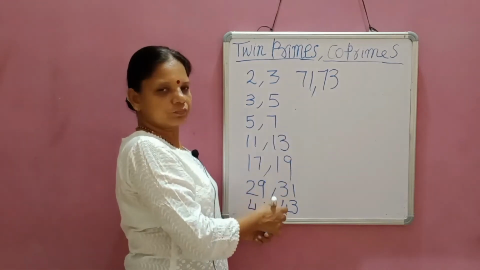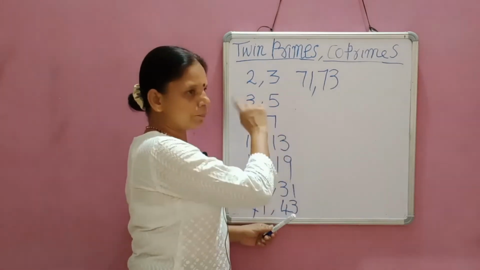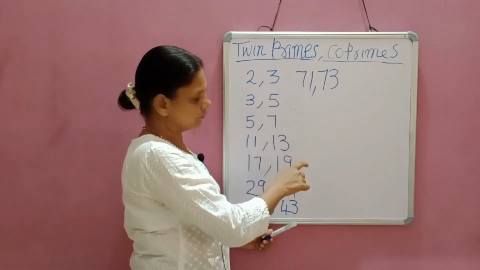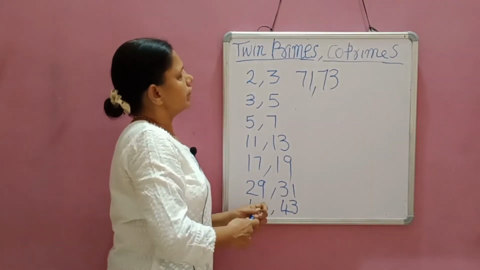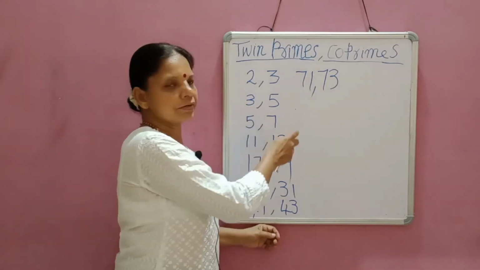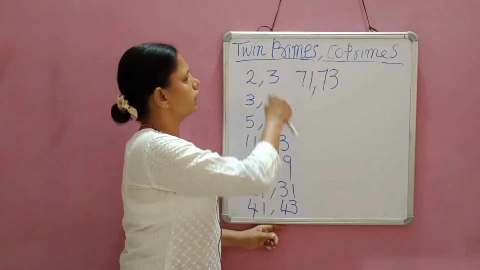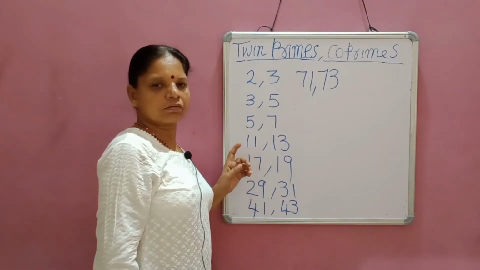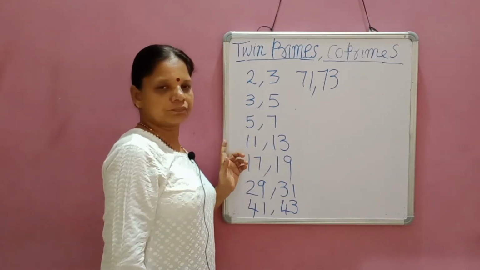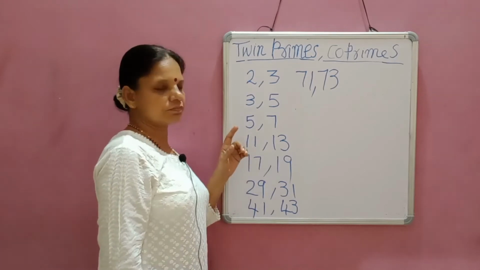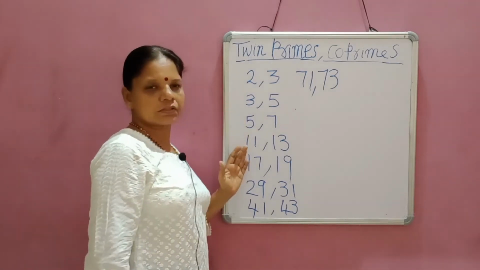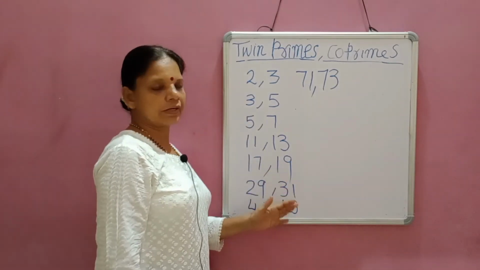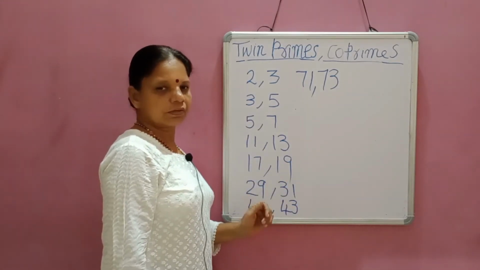I'm saying these pairs are prime numbers. I'm telling these pairs of prime numbers are twin primes. So can you say what they are? What is the condition satisfying? There is a common condition satisfying in all the pairs of prime numbers. What is it?